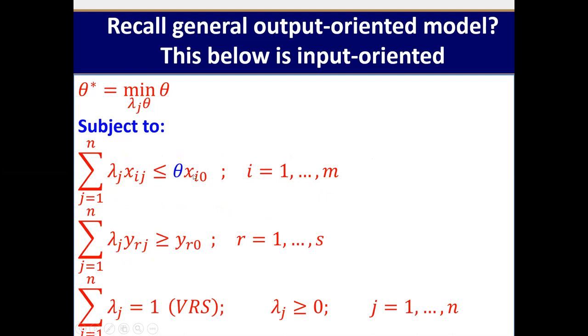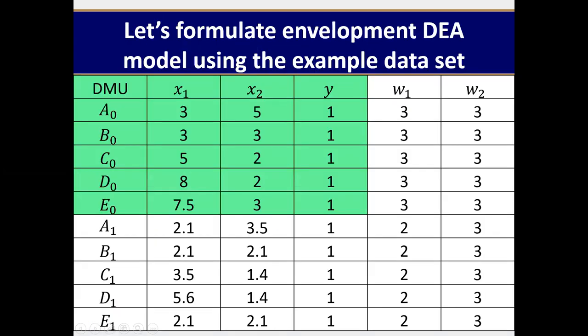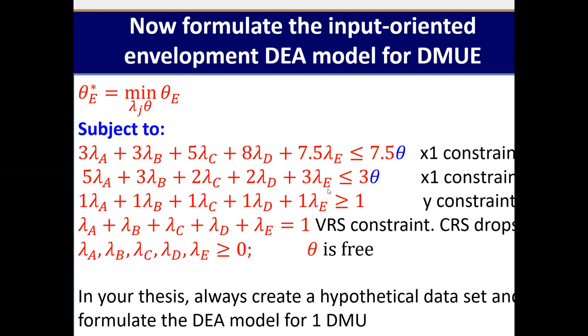The theta should be attached to the input X i-naught, not X i j, but i-naught. I-naught means only one of the DMUs. In this case, that one DMU will be DMU E. And that's why you have theta multiplying that. Other than that, this is the output constraint. And then if we are doing VRS, this becomes a VRS constraint.